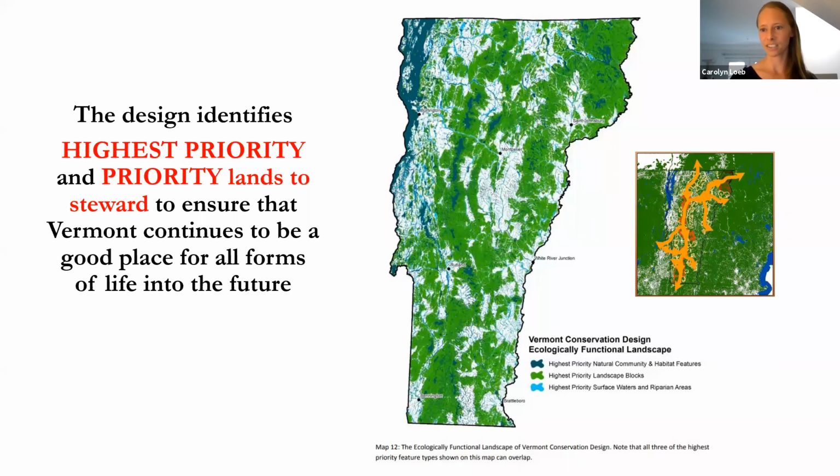And so this little outset on the right shows you that if we can steward or conserve the lands shown here in green and dark blue, then we can also allow for a future in which animals may come from Massachusetts and they may migrate all the way to Canada, or they may come from the Adirondack Park and they may head from Vermont into northeastern New Hampshire.